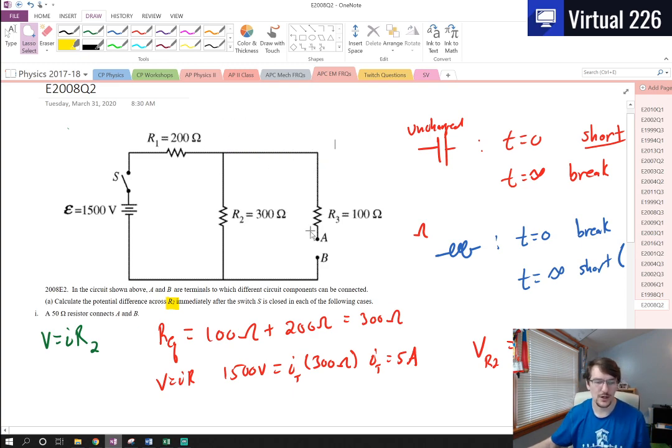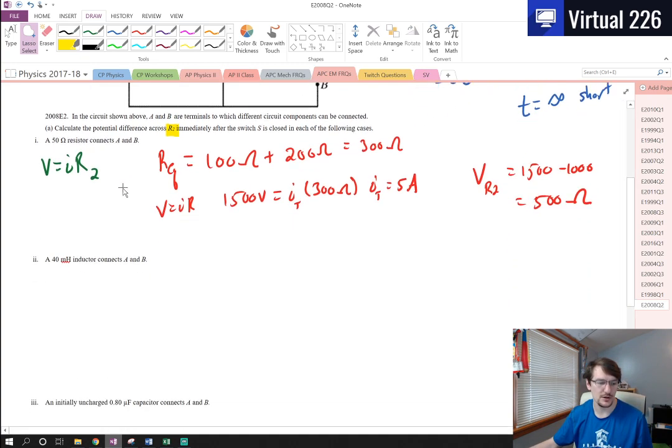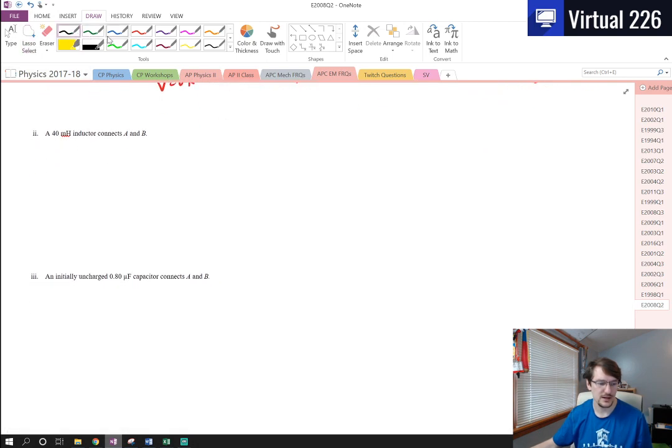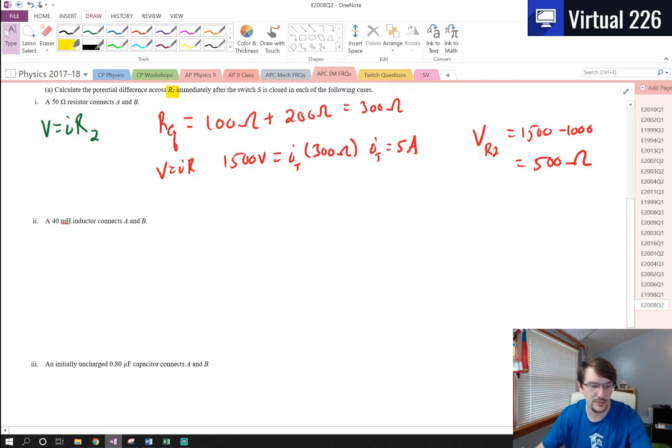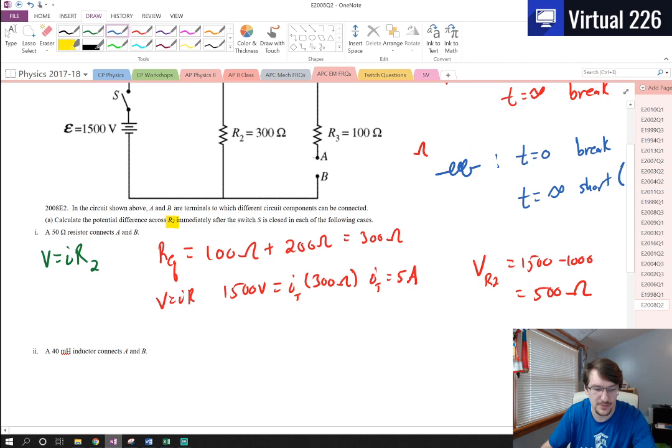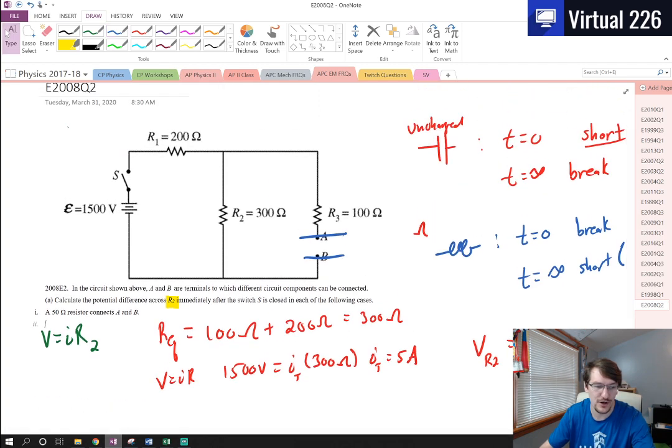And we're actually going to take a look at part 3 next, looking at a capacitor, because capacitors are a little bit easier to think about. So in part 3, we are putting an initially uncharged capacitor right here across A and B. And we're once again asked, what is the voltage drop across the R2 branch? So what is the voltage drop here to here?